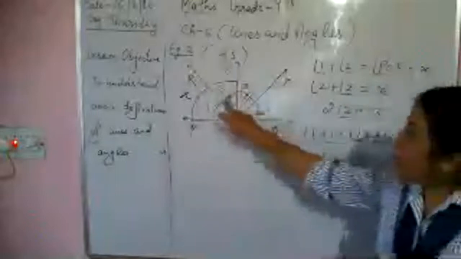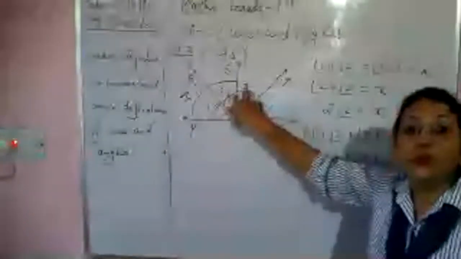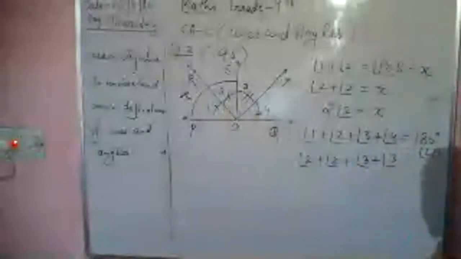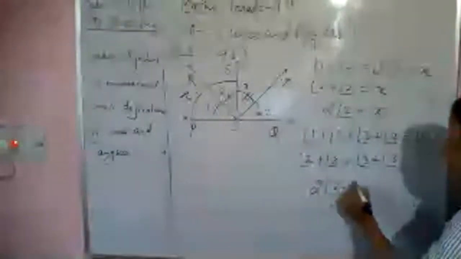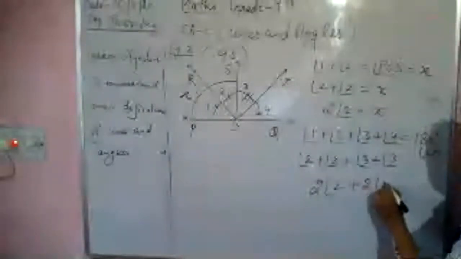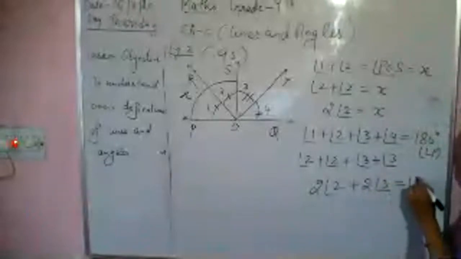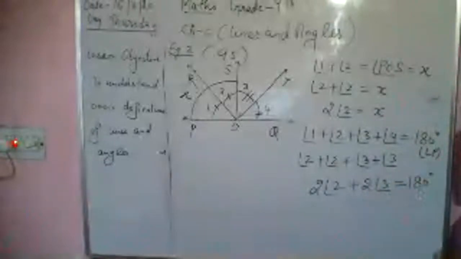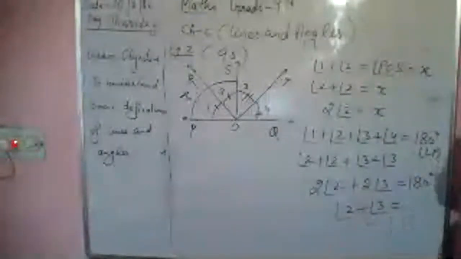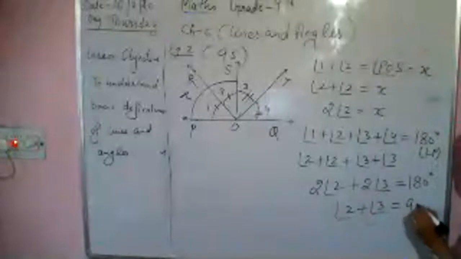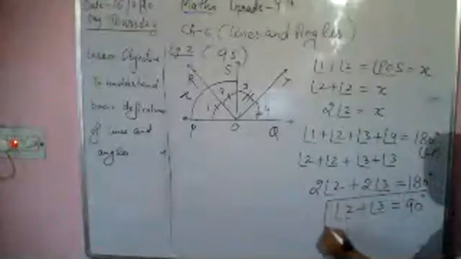And also we need to find the value of angle 2 plus angle 3. So eliminating angle 1 and angle 4 from here, you will write twice of angle 2 plus twice of angle 3 is equal to 180. So angle 2 plus angle 3 is equal to 90 degrees. So note it down in your notebook.